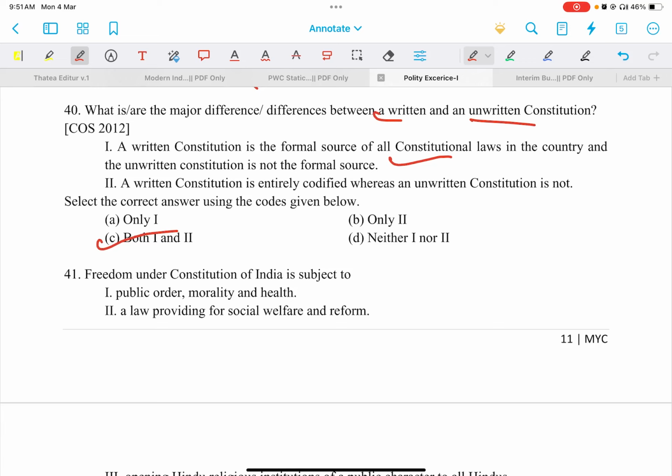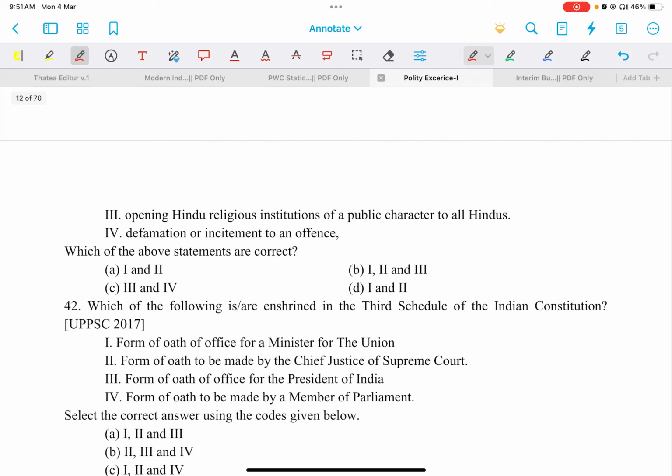Freedom under the Constitution of India is subject to public order, morality and health. Yes, Article 25, Article 26. A law providing for social welfare and reform. Statement 2: opening Hindu religious institutions of public character to all Hindus. Freedom of speech and expression is also subject to restrictions on defamation or incitement to an offense, if we incite people into violence or any offense. So statements 1, 2, 3 only.